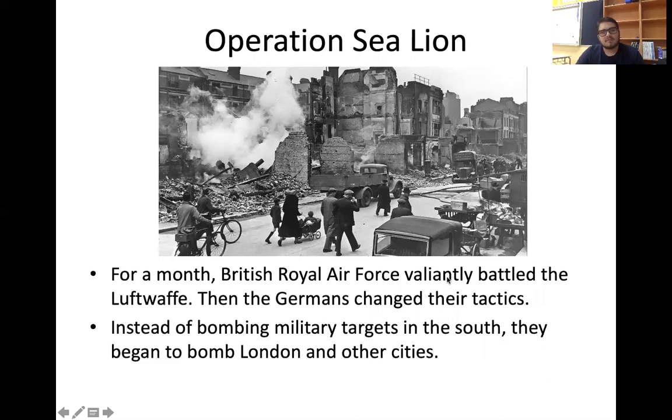Now, for a month, the British Royal Air Force valiantly battled the Luftwaffe. Then the Germans changed their tactics. Instead of bombing military targets in the south, they began to bomb London and other cities.